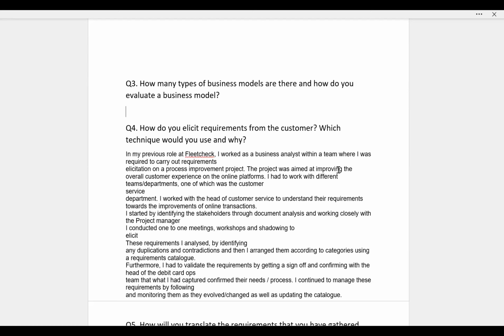So in your previous project, was there anything which was not required to do and which was required to do, something like that? Did it happen?